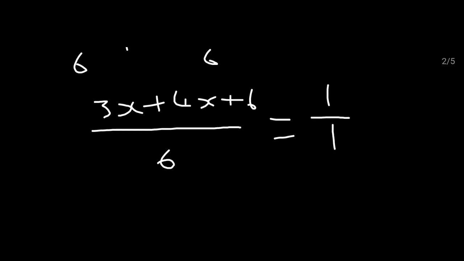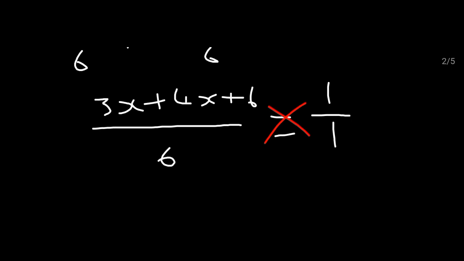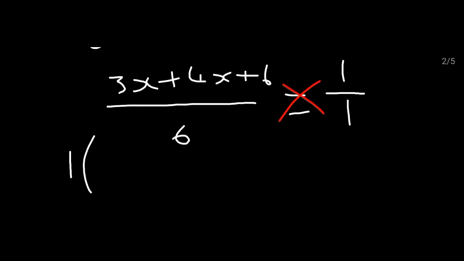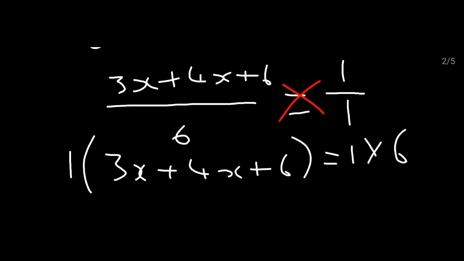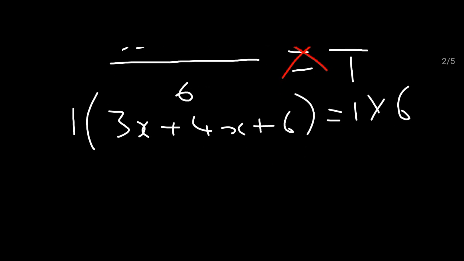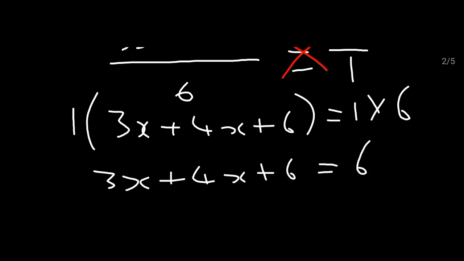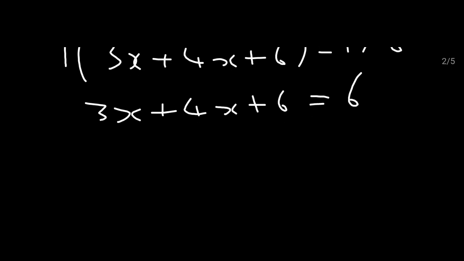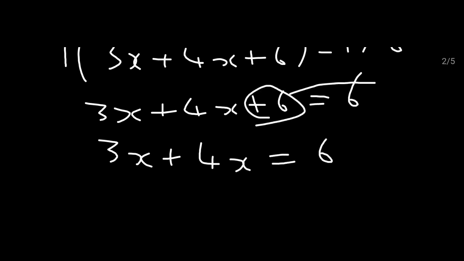1 over 1, then we cross multiply: 1 multiplied by 3x plus 4x plus 6, and then equal to 1 multiplied by 6. So anything multiplied by 1 remains the same. We are left with 3x plus 4x plus 6, and then equal to 1 multiplied by 6, which is 6. So we group the like terms. We put the variables on one side: 3x plus 4x equal to 6, we transpose this 6 to the other side, it becomes minus 6.